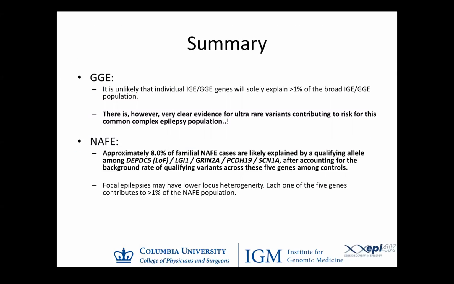So in summation, when you look at these two groups, it's quite clear from the genetic generalized epilepsy data that it's unlikely that any individual gene will explain greater than 1% of the broad GGE population, and it's likely from the GGE data that there is going to be much greater locus heterogeneity. And what's very encouraging though is that it's very clear from the data, and from the gene set analysis in particular, that there is clear evidence for ultra-rare variants contributing to risk for even this common complex epilepsy population.